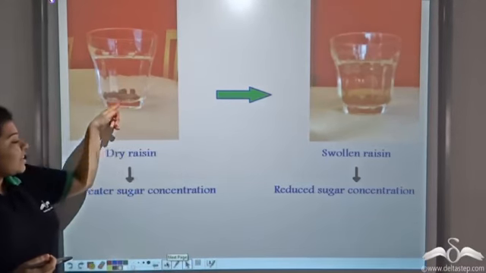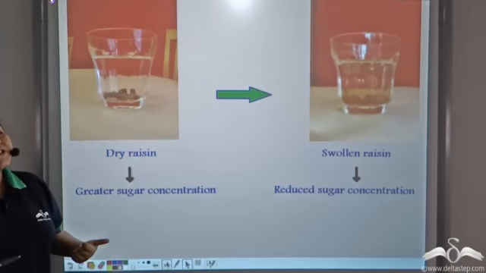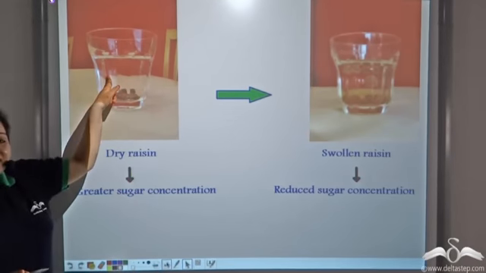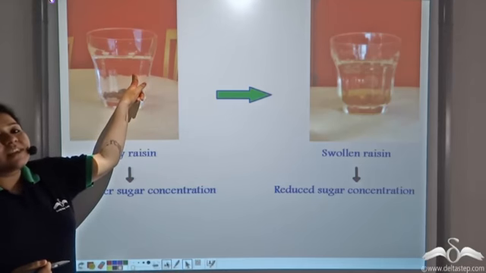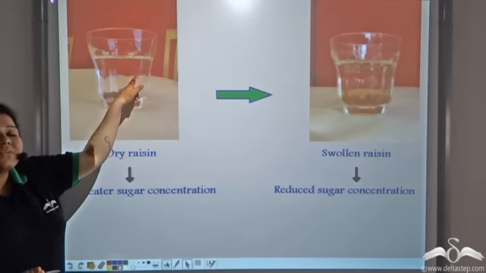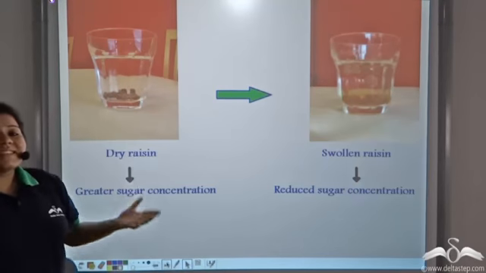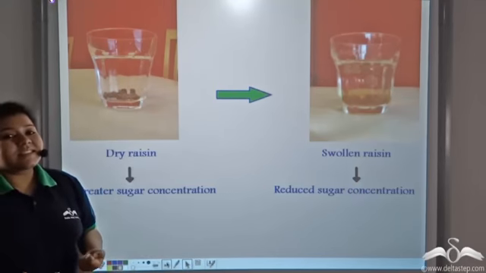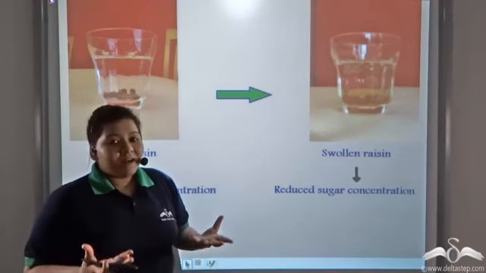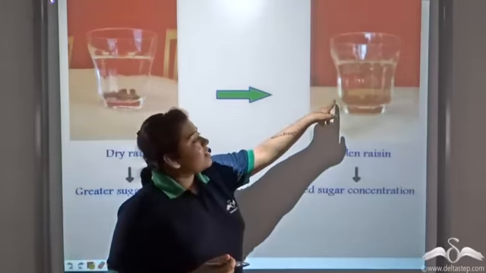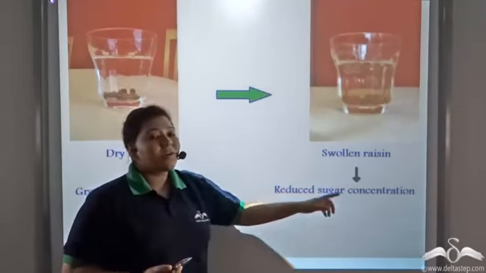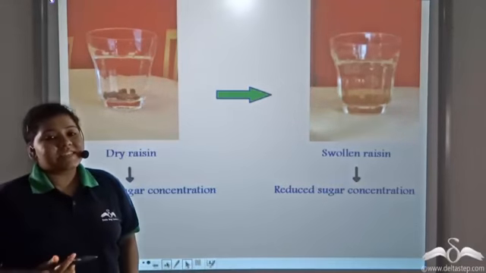Well, dry raisins have a greater sugar concentration than the outside water. So, water molecules come from a more dilute solution to a less dilute solution, that is, inside the raisins. And that is how the raisins swell up. Now that the raisins have a lot of water inside, the sugar concentration decreases.